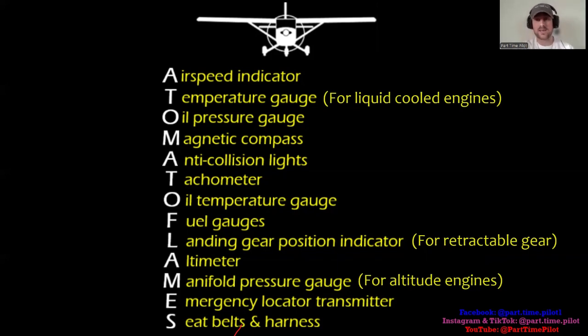And because of this, I came up with my own mnemonic for equipment. And this is in the lesson, in the course. It's ACAFOOTSEA, which takes out those three components. So it takes out temperature gauge, landing gear position indicator, and manifold pressure gauge.